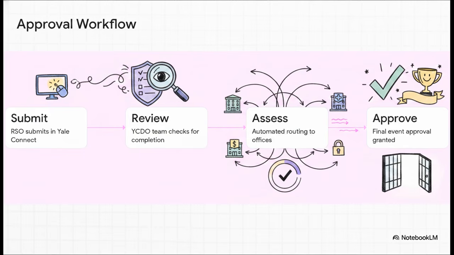First, the Yale College Dean's Office, or the YCDO Student Orgs team, reviews your submission just to make sure it's completely filled out. They're basically checking that the event type makes sense and that you actually listed a location. Then the system automatically routes your event to a whole matrix of specialized university offices for a risk assessment. Your event only gets that final stamp of approval after those offices review and clear it.